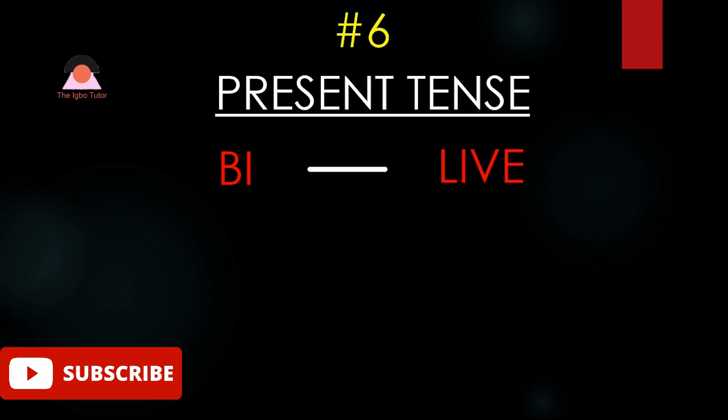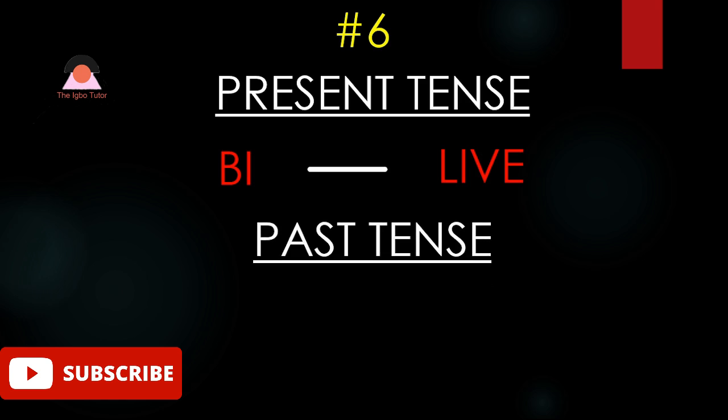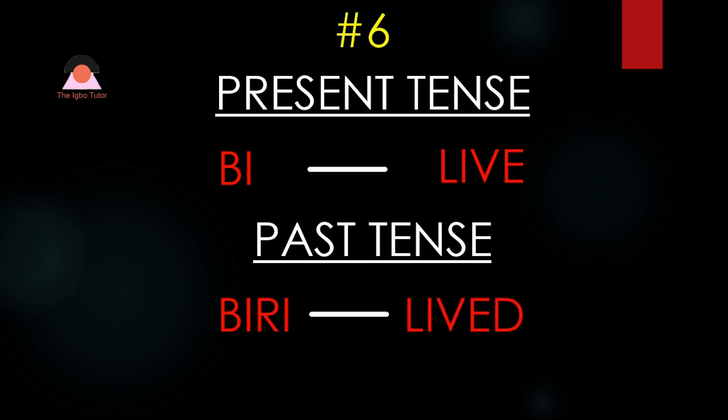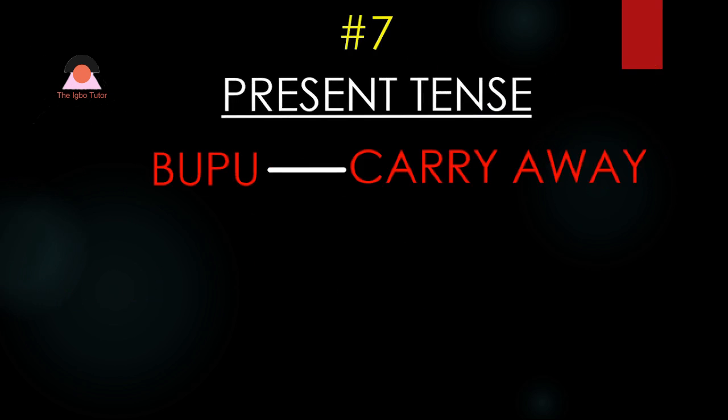Be, leave. And the past tense of leave is biri, which means leaved. Biri, leaved. Sometimes biri is also used as present tense, depending on where and how it is used. But in this case, be, present tense, biri, leaved, past tense. Move on to number 7.